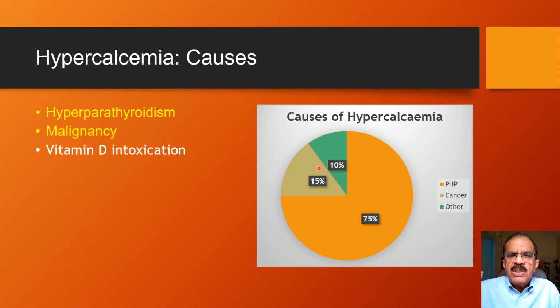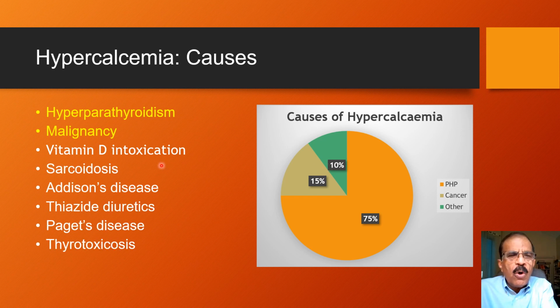But most these days, 75% hyperparathyroidism, 15% cancer, 10% vitamin D intoxication, and all this long list: sarcoidosis, Addison disease, thiazide type of diuretics, Paget's disease of bone, and thyrotoxicosis. These are relatively less common causes. They will all fit in this 10%.